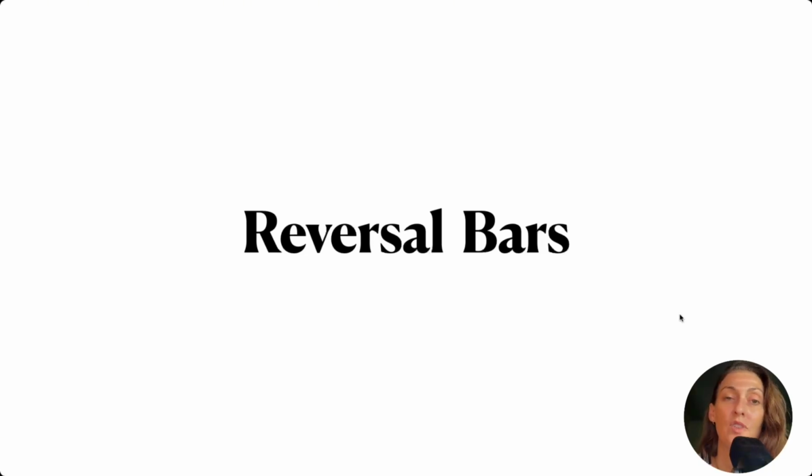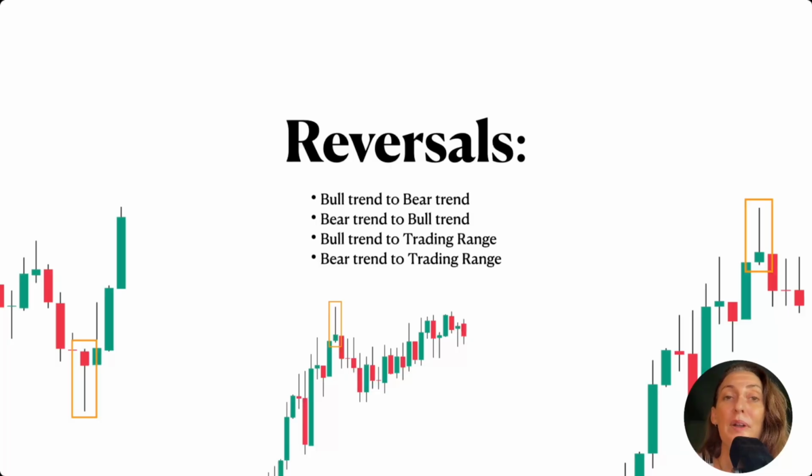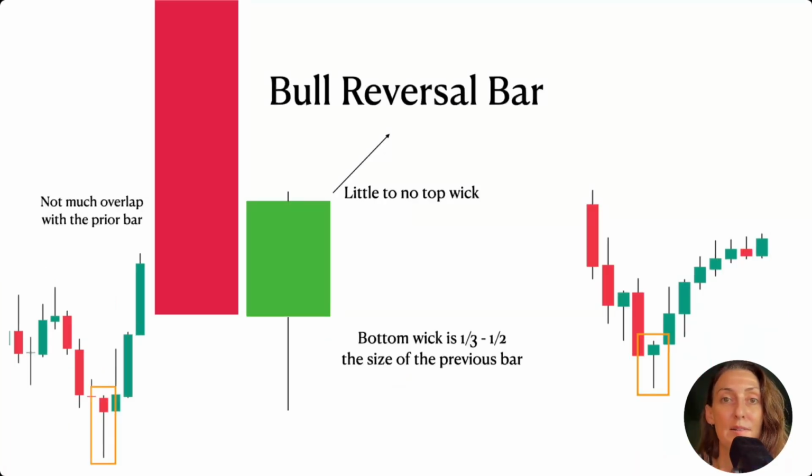What about when the trend is going to change? That would be a reversal bar. And it's basically just a signal bar that tells you a change in trend is possibly starting. And whenever we say a change in trend, it's important to note that it doesn't just mean going from bull to bear or from bear to bull, although those are possibilities. But it could also be that we're going from a bear trend into a trading range or from a bull trend into a trading range. Those are all reversals. I show you some examples of reversals here on this screen, and we're going to go through these examples in detail.